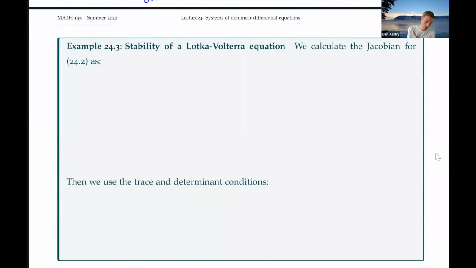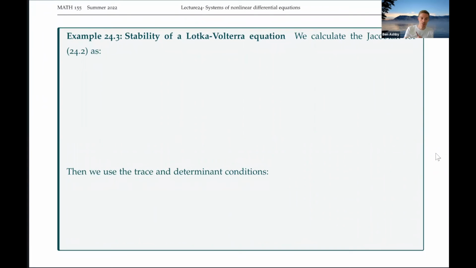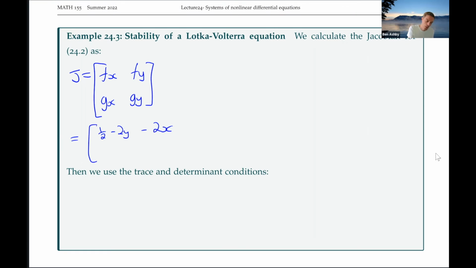Okay, so let's go back to our Lotka-Volterra equation. In this case, our Jacobian is going to have our partial with respect to x, partial with respect to y of f, similarly for g, which in this case is going to be a half minus 2y, minus 2x, y, and minus 1 plus x. And then we had two equilibria, if you recall, so we look at the linear stability of the system at each of those equilibria.